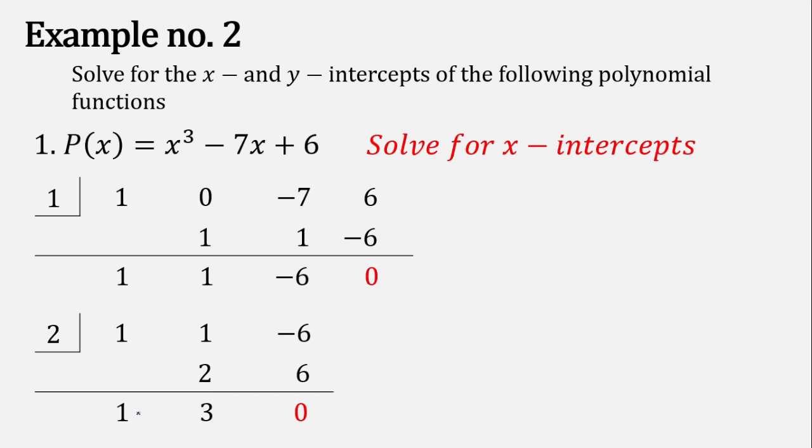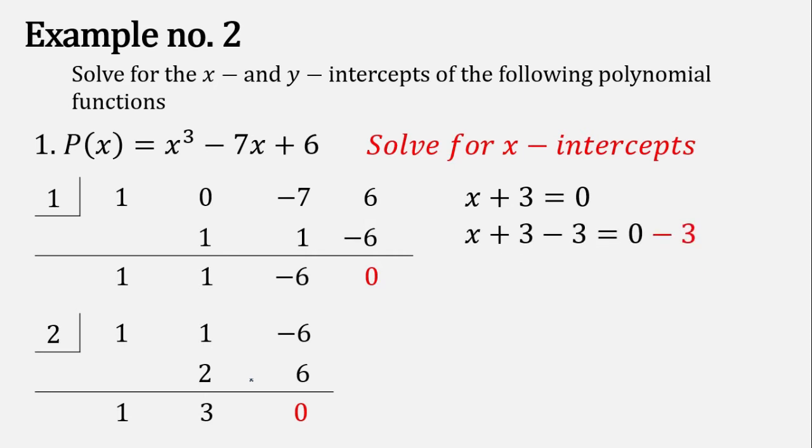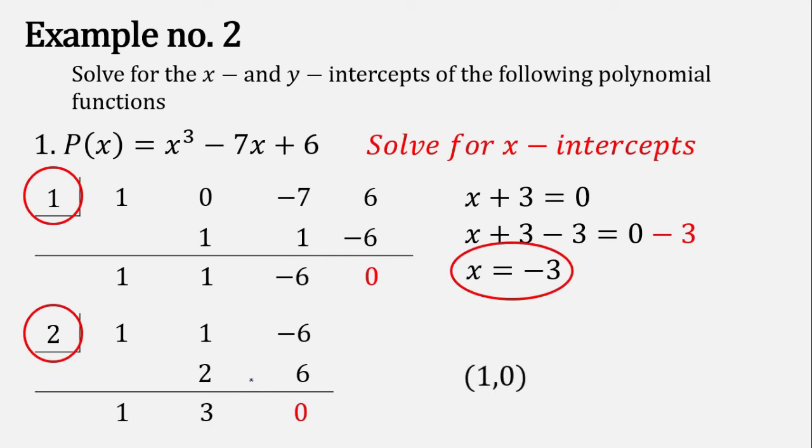Now for this time, we can use synthetic division here, but it is easier for us if we just transform it into x plus 3 is equal to 0. This is x raised to 1, this is x raised to 0. So if we simplify this, we have x, and if we simplify this, we have 3. So that is x plus 3. Then we subtract 3 on both sides, and we get x is equal to negative 3. So these are the values of our x.